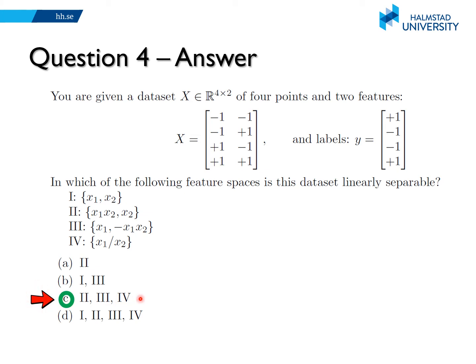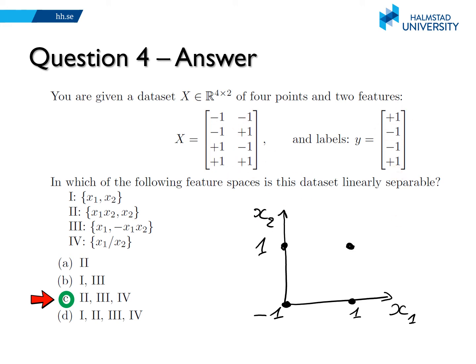And the correct answer is C. So in this feature space and this one, the two classes are linearly separable, but not in the first one. So if, for example, we take the first feature space, x1, x2, so we have those two features, x1 and x2, and we try to plot those data points together with their labels.